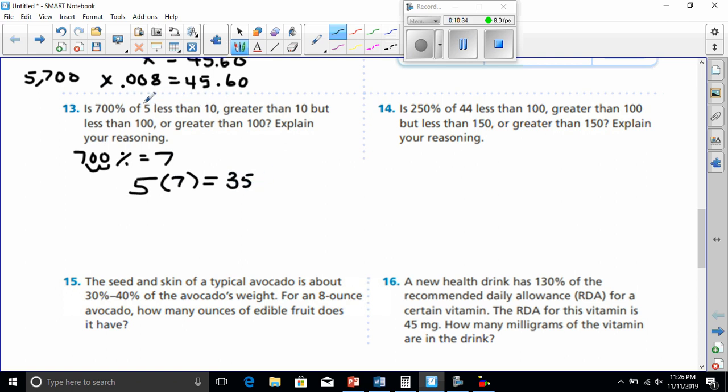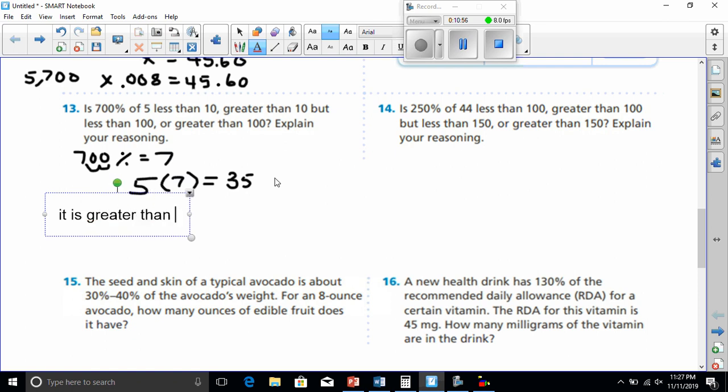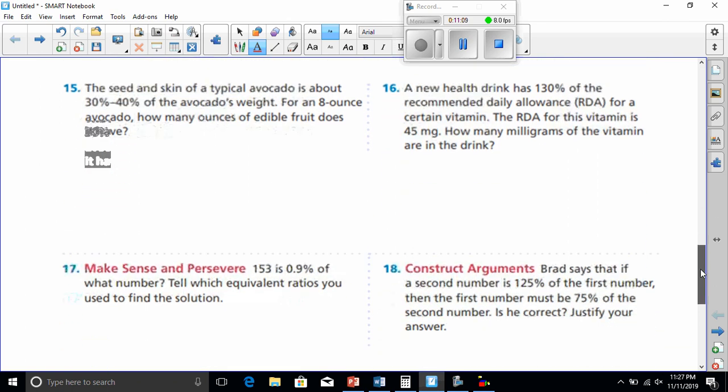Now to answer this, it says less than 10. No, it's not less than 10. Greater than 10 but less than 100. Yep, that looks like it is. Or greater than 100? No. I would have to say, let's see, it is greater than 10 and less than 100. All right, number 14 is yours to do, so I'm going to do number 15.